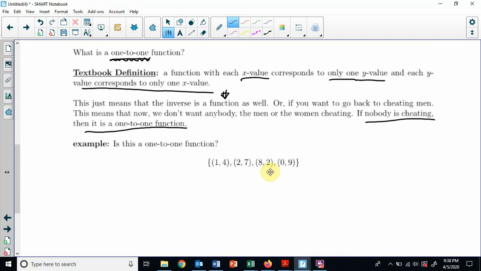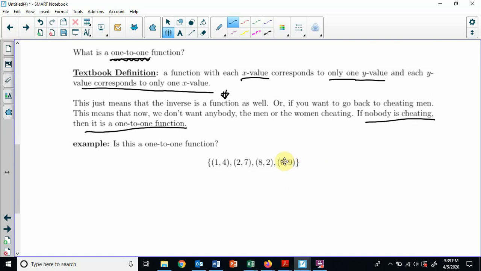Okay? The x value of 8. Do you see any other x values of 8s? No. The x value of 0. Do you see any other x values of 0 matched up with somebody other than 9? No. So none of the x's are cheating. So there's no cheating x's, so it is a function.